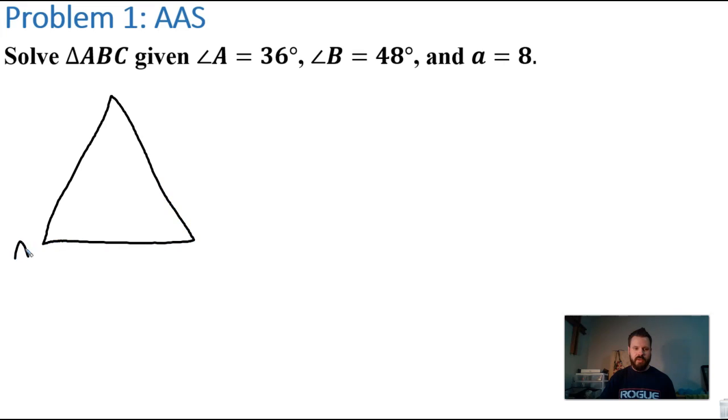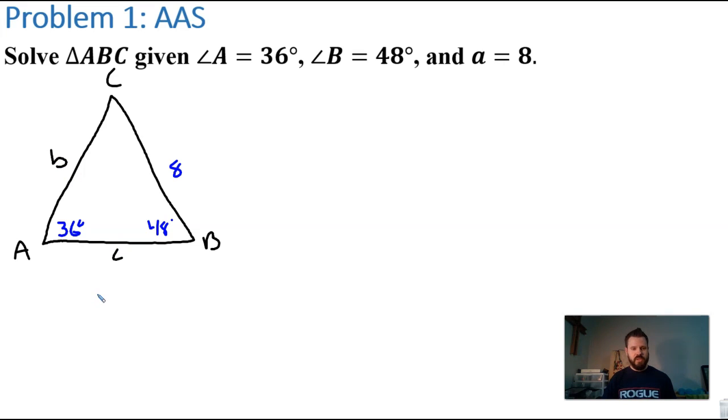Let's say I have triangle ABC. This will work just as well if we flip the A and B or the C around, but if you draw it the same every time, it's going to make life easier. Let's label what we know here. We know that angle A is 36 degrees. We know angle B is 48 degrees. And little a, the side length across from A, is 8. We don't know little c, and we don't know little b.